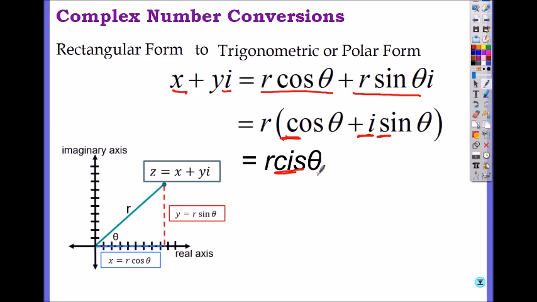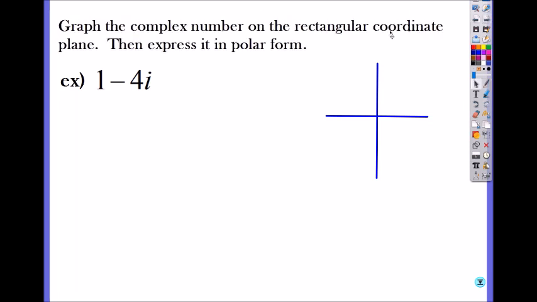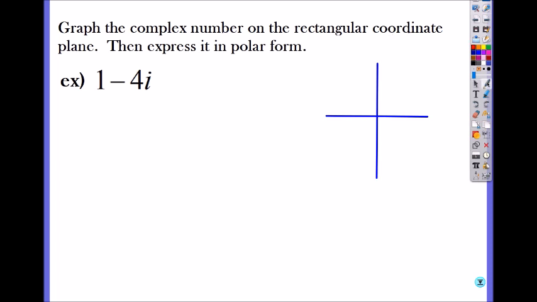Okay. R cis theta is the exact same thing. They're all the same thing. Okay, so let's try it. First, graph them. Graph the complex number on the rectangular coordinate plane, then express in polar form.